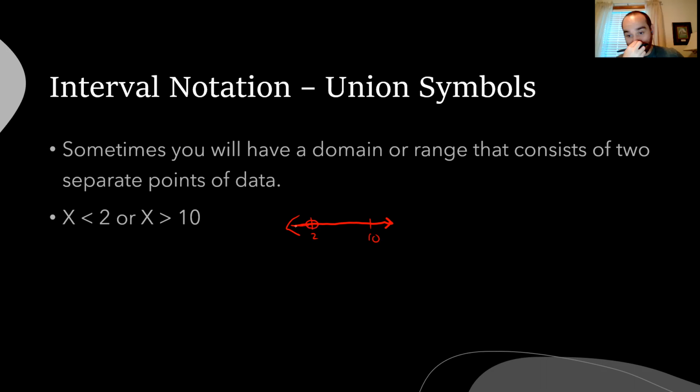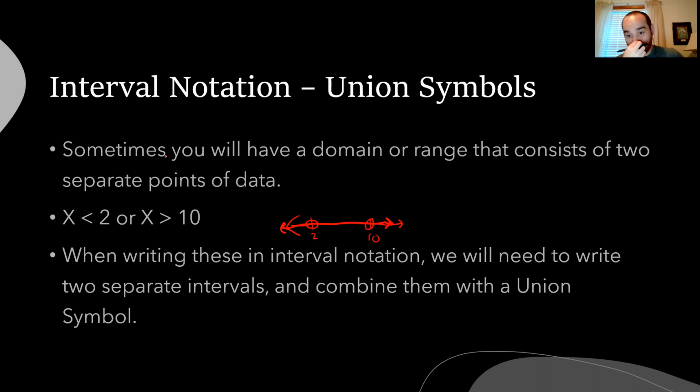We would have x could be any point over this way, and x could be any point over this way. These are two completely separate ranges of data. You can't write them together all at once. So the way that we do this is we're going to write the two separate intervals and then combine them with what's called a union symbol. And a union symbol looks like this. It's basically just a U.